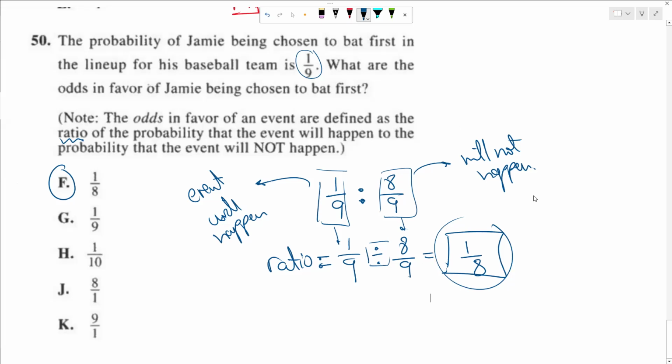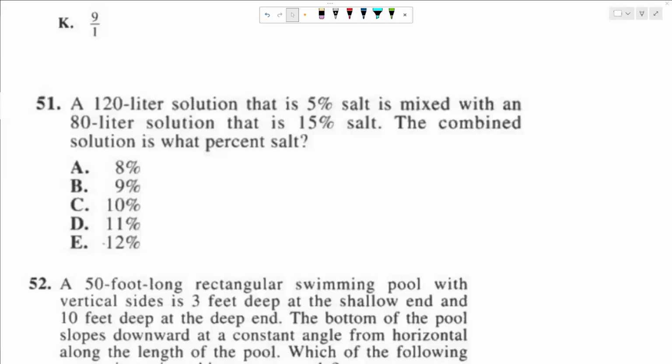Okay, come on, let's try one more. Let's go for P11. Okay. A 120-liter solution that has 5% salt is mixed with an 80-liter solution that is 15% salt. So I'll first do 120 times 5% to know exactly how much salt that is.